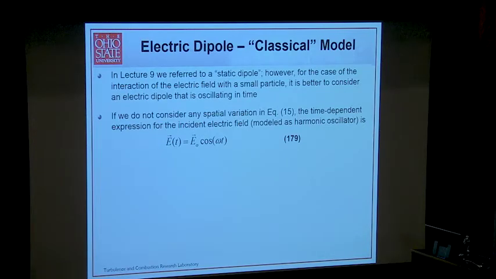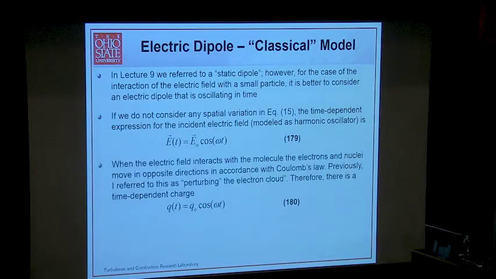The time-dependent expression for the incident electric field, if we model it as a harmonic oscillator, can easily be written as this. Our time-dependent solution of the electric field has some amplitude that's just modulated at some frequency omega. Right now, this is not the vibrational omega. This is just some generic frequency omega, okay? This actually turns out to be the laser frequency. But right now, this is just an oscillating electric field. That's all this is, okay?